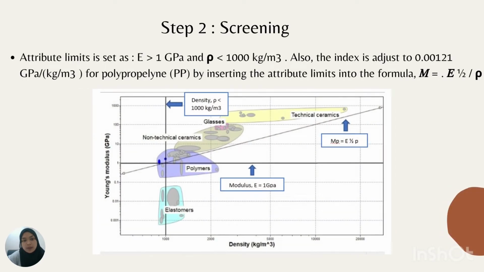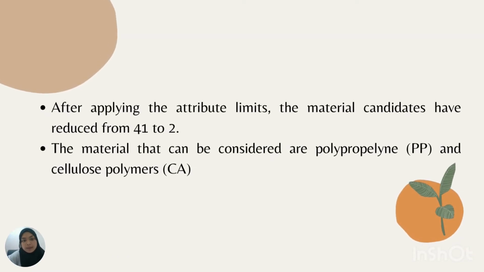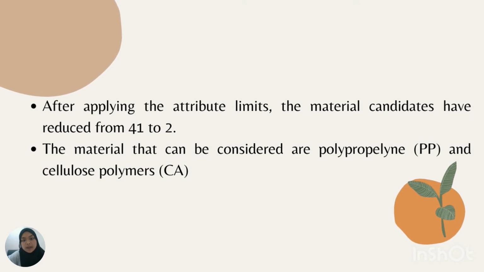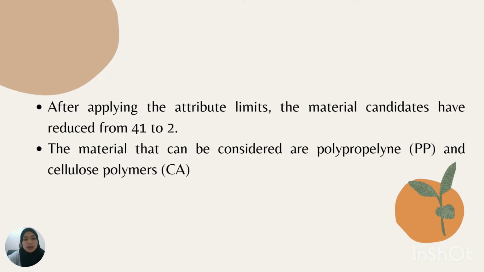Step 2 is screening. Attribute limits are set and the index is adjusted for polypropylene by inserting the attribute limits into the formula. After applying the attribute limits, the material candidates have been reduced from 41 to only 2. The materials that can be considered are polypropylene and cellulose polymers.